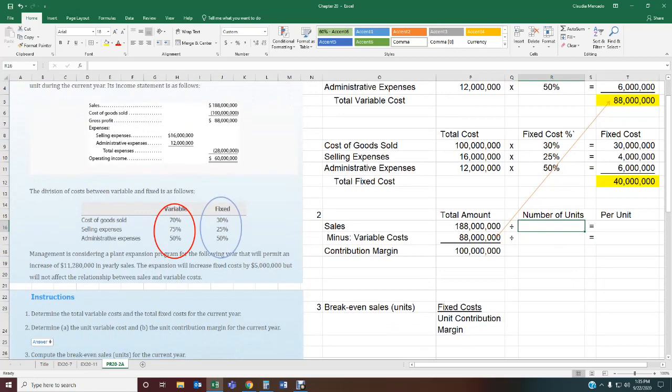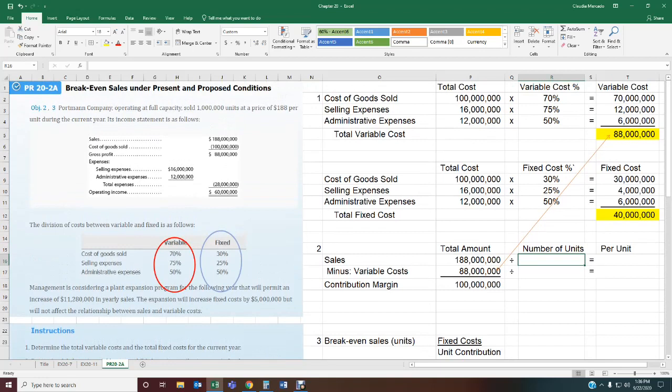Now, we need to get the number of units. It says here that we're selling 1 million units. That's my number of units, 1 million. Now, I'm going to divide my amount by the number of units, and that gives me $188 per unit for my sales.